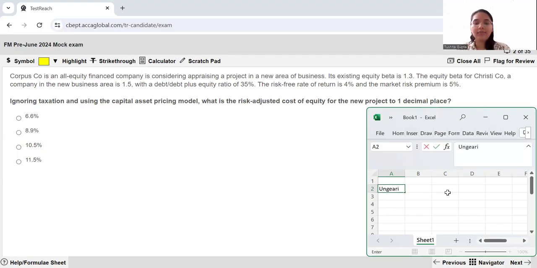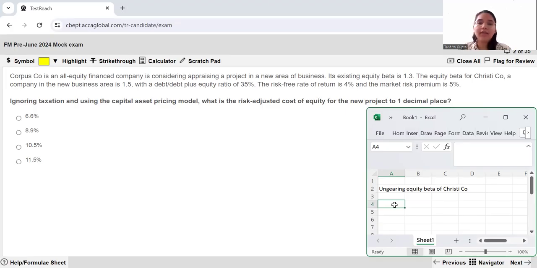So, ungearing equity beta of Christie company. Now, number one thing, we are given the equity beta, and you have the debt to debt plus equity ratio. Now, you know that debt divided by total of debt plus equity is 35. So now you need to find out what is the proportion of equity, because in the formula, you need both value of debt as well as value of equity.